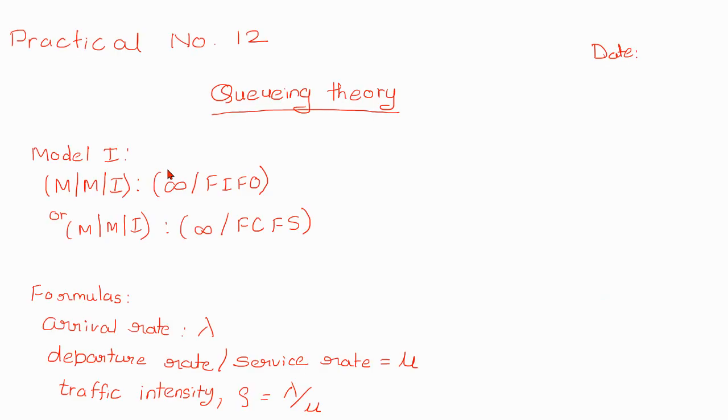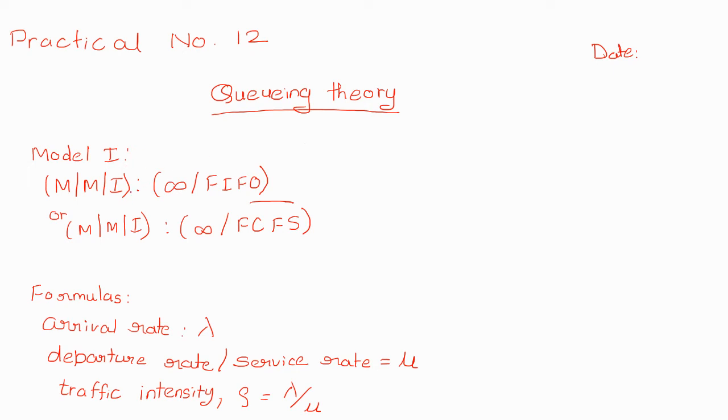Now, if I'm starting with the practical, you know how to write this practical number 12: the date on the other side, and the title, Queuing Theory, in the center. Now we are starting with the first model. The introduction you need not write into the journal; write only whatever is available on the screen here. Okay, let's start with this.